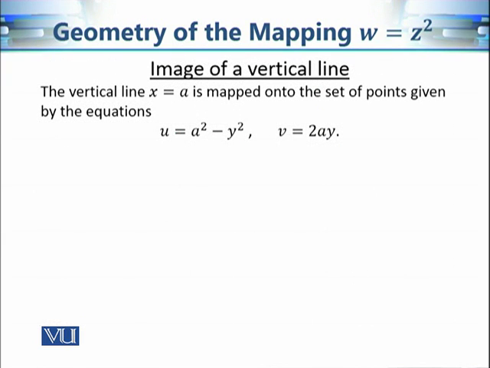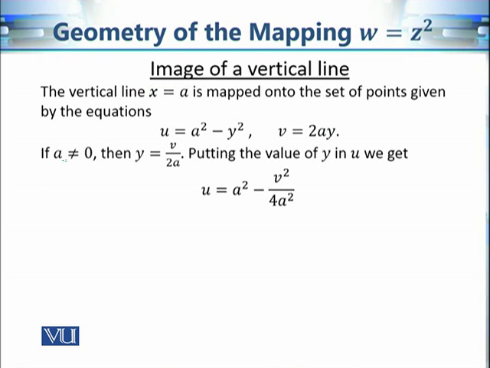Now if we consider a vertical line defined by the condition x is equal to a, then using this x is equal to a in u is equal to x square minus y square, it becomes a square minus y square, and v becomes 2ay. Now if we consider the case a is not equal to 0, and of course later on we will study what will happen when a is equal to 0, then y becomes v over 2a.